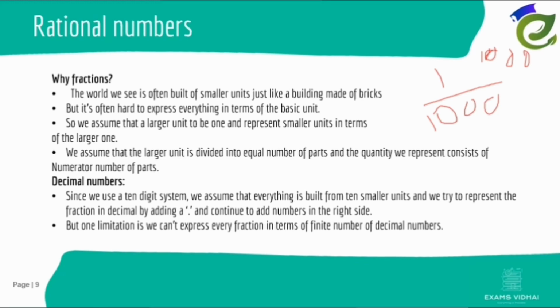So for decimal numbers, since we use a 10-digit system, we assume that everything is made from 10 smaller units. So we count 0 to 9 and then we add a 1 before the 0. What does it mean? This place is made up of 10 such units to the right. So hundreds is made up of 10 tens. Tens is made up of 10 ones.